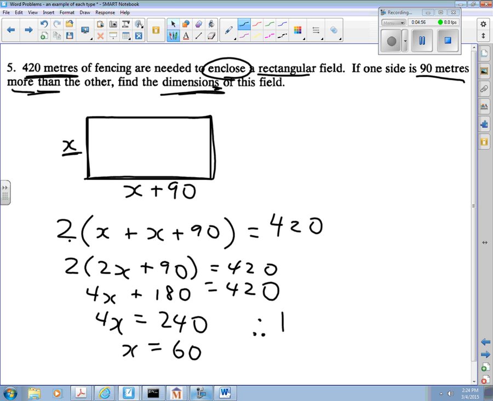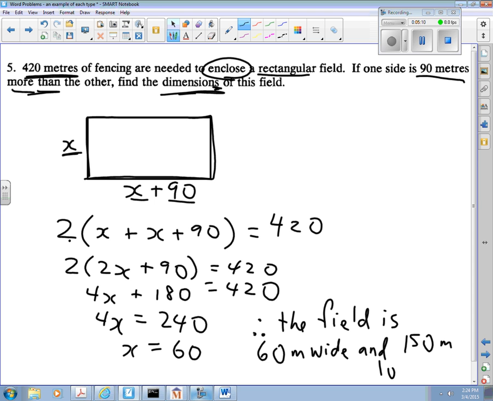therefore the field is 60 meters wide, and the other number is 60 plus 90, 150 meters long. Again, you can do a quick check there and make sure that if you go 60 plus 90, you would get 150. 150 plus another 60, doubled is 420. Solved.